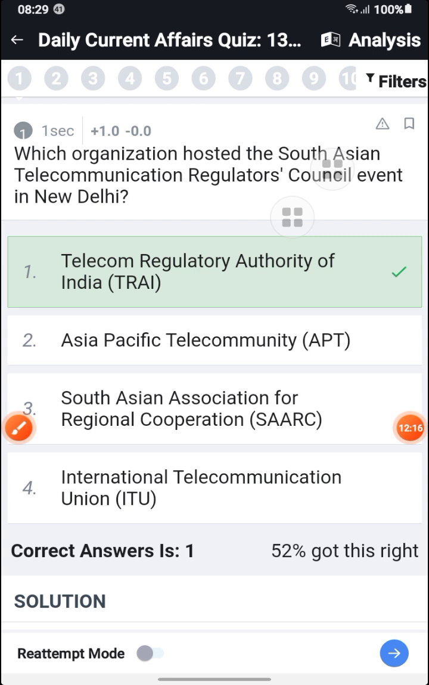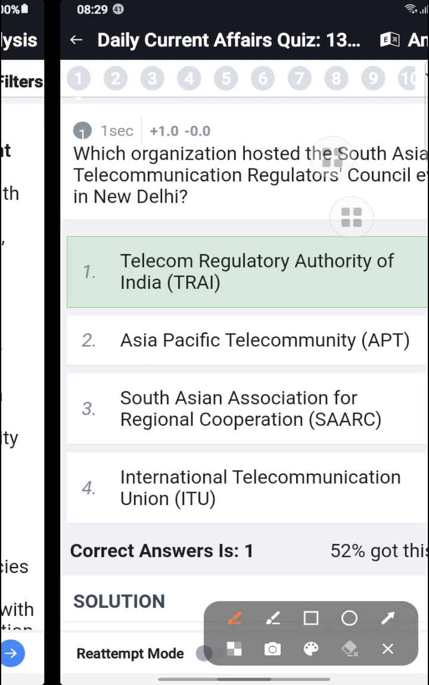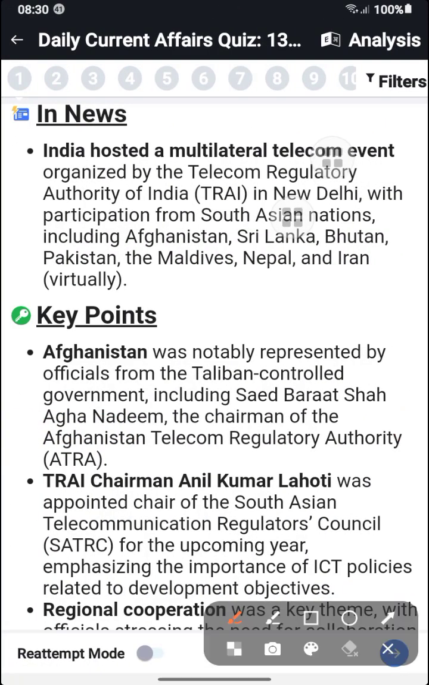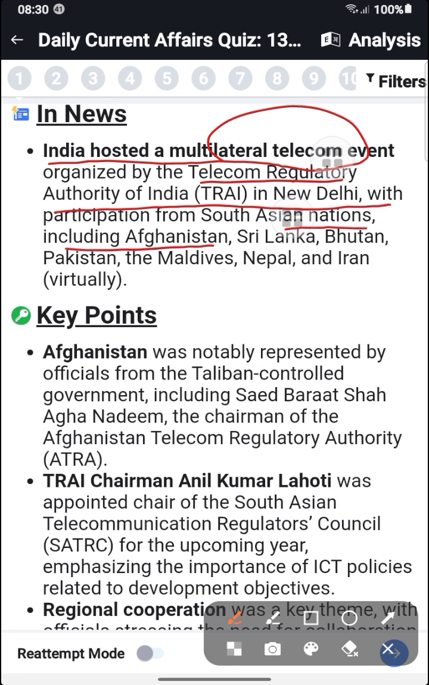Okay, now next, which organization hosted the South Asian Telecommunication Regulation Council event? That was the Telecom Regulatory Authority of India, TRAI. So India hosted a multilateral telecom event organized by the Telecom Regulatory Authority of India, with participation from South Asian nations including Afghanistan, Sri Lanka, Bhutan, Pakistan, Maldives, Nepal, Iran. It was held virtually, with participation from these countries.